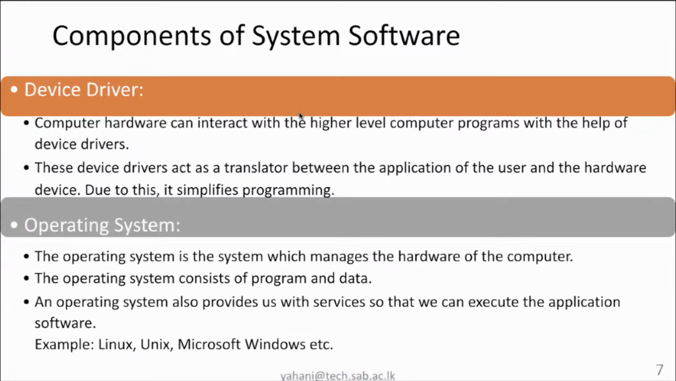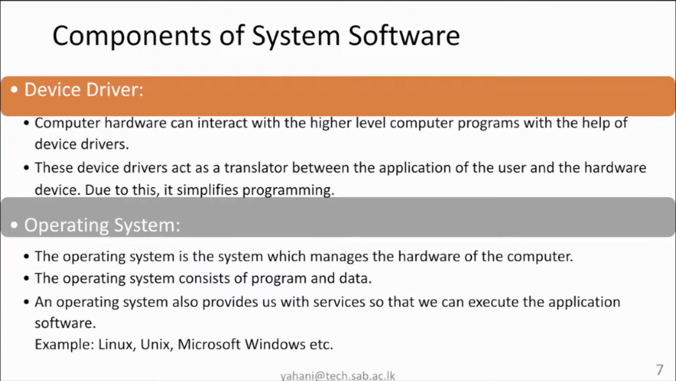Then let's move on to the components of system software. The first component is device drivers. So computer hardware can interact with higher-level language computer programs with the help of device drivers. That means a hardware component that a computer can understand. If we want to control hardware components, they have to be programmed in a higher-level language.